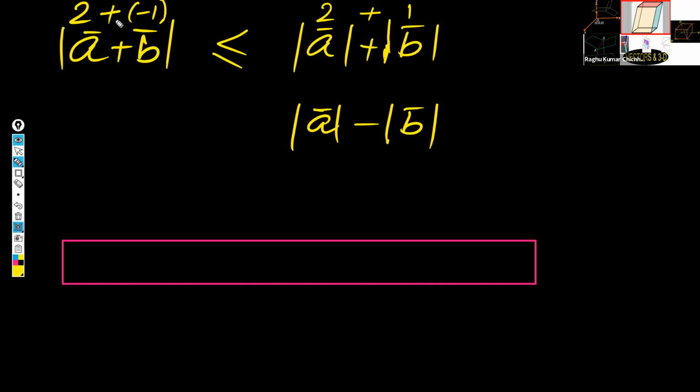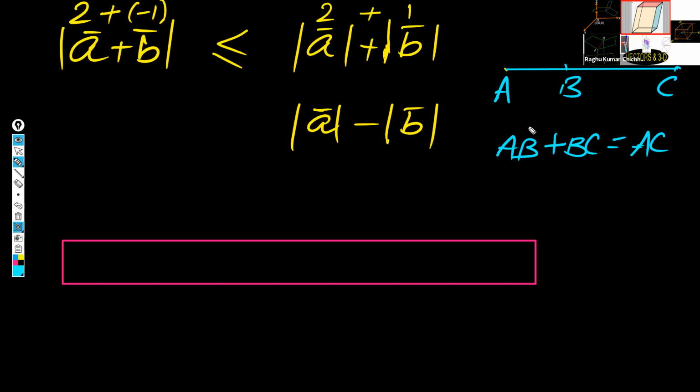If both are of the same sign, then that will become equal. And equality, geometrically, you have to understand like this. See, for example, if you take a line like this, and I mark the points on it: A, B, C. Now, if you write AB plus BC, obviously it is equal to AC. In this case, no problem.